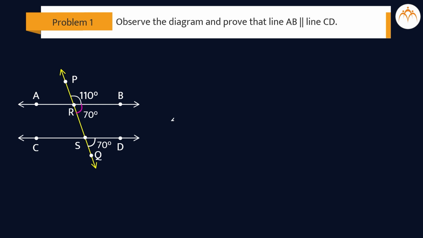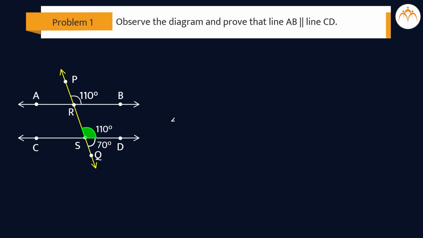Statement 1. Measure angle RSD plus measure angle DSQ is equal to 180 degrees, angles in a linear pair. Measure angle RSD plus 70 degrees is equal to 180 degrees. Therefore, measure angle RSD is equal to 180 degrees minus 70 degrees. Therefore, measure angle RSD is equal to 110 degrees.